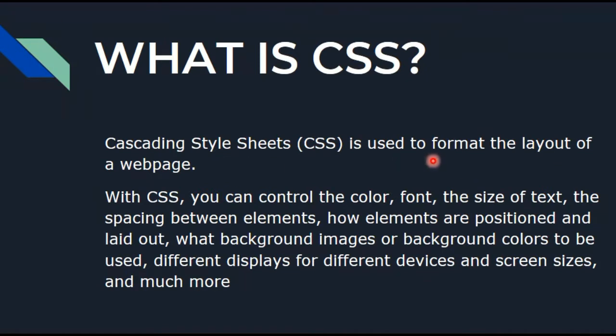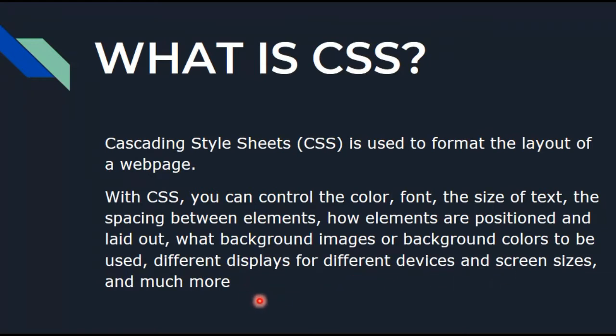Basically, you can say that CSS is a language that is responsible for controlling the whole texture of a web page, like changing background colors, changing font size, and so on. With CSS you can control the color, font size, and the text, the spacing between elements, how elements are positioned and laid out in the web page, what background images or background colors to be used, and different displays for different devices and screen sizes.